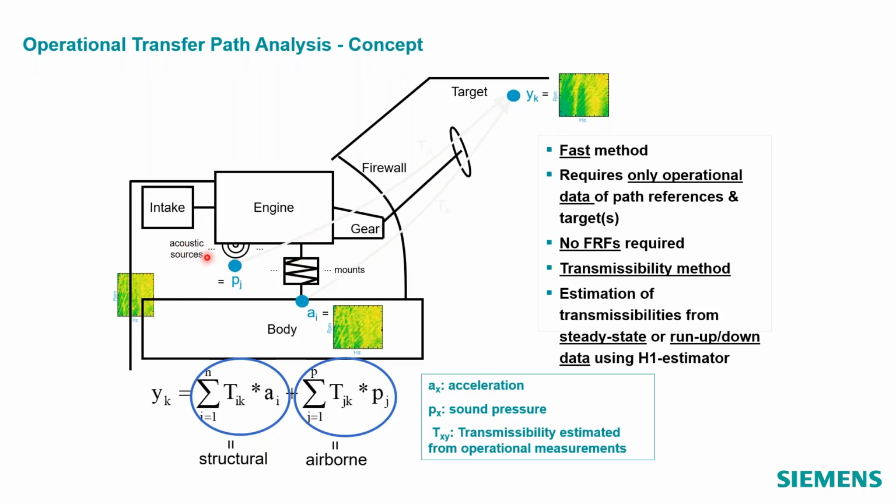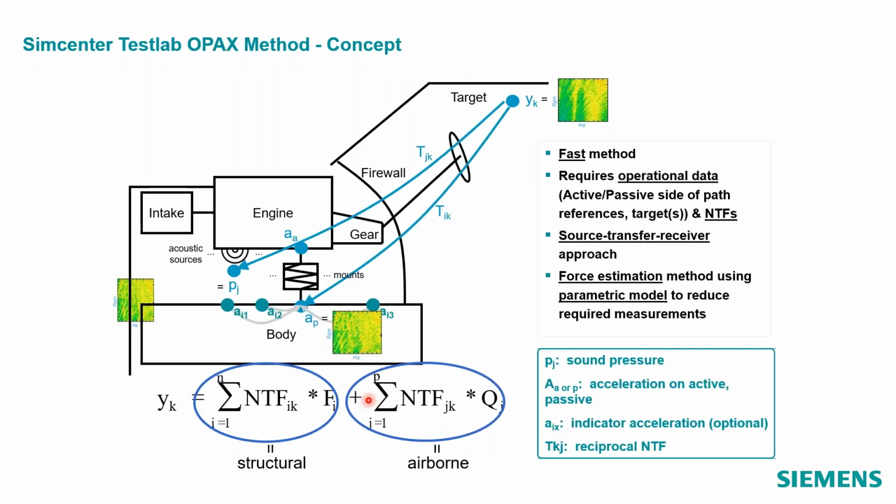And I could do that for several microphones inside the engine compartment. Or maybe I have a microphone near the exhaust and I want to get the contribution from the exhaust. So we're doing this contribution analysis using transmissibility functions multiplied by the acceleration or pressure right next to it. OPACS is a little bit different.